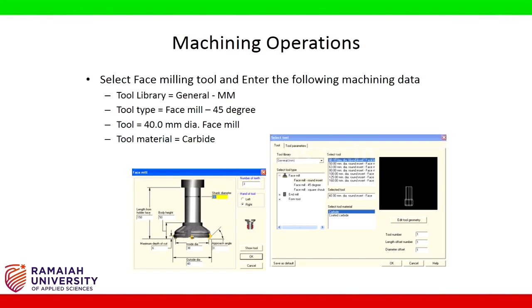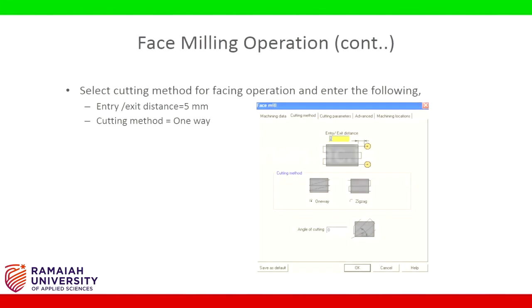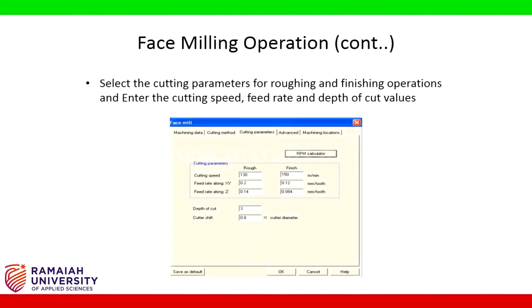Select a 40 mm diameter end mill. The tool is available in the General MM Tool Library. Face milling operation. Select the cutting method for the facing operation in the same dialog box and enter the entry or exit distance of 5 mm, and select the cutting method by clicking on one way. Select the cutting parameters for roughing and finishing operations and enter the cutting speed, feed rate and depth of cut values, or accept the default values.